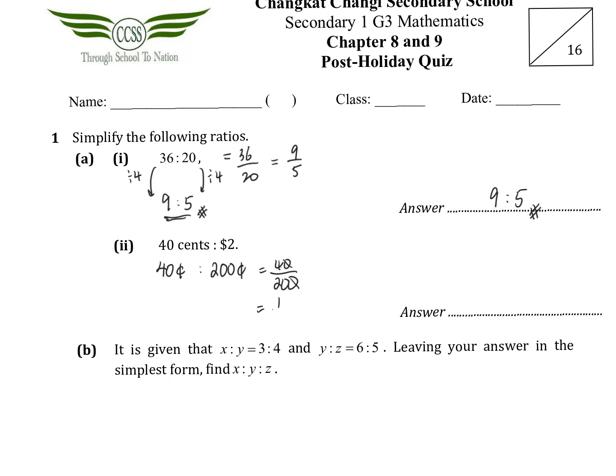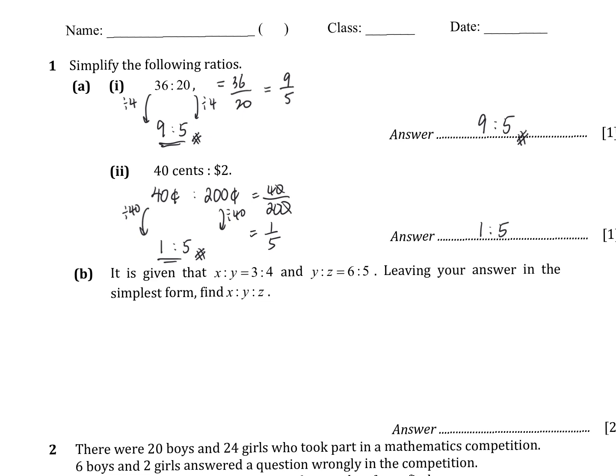Okay, you will get a 1:5. The calculator will give you 1:5 directly, or you can divide by 40 on both sides. Okay, so all these are giveaway points. Please take it. Next one, I'm still upset that some of you can't do this.